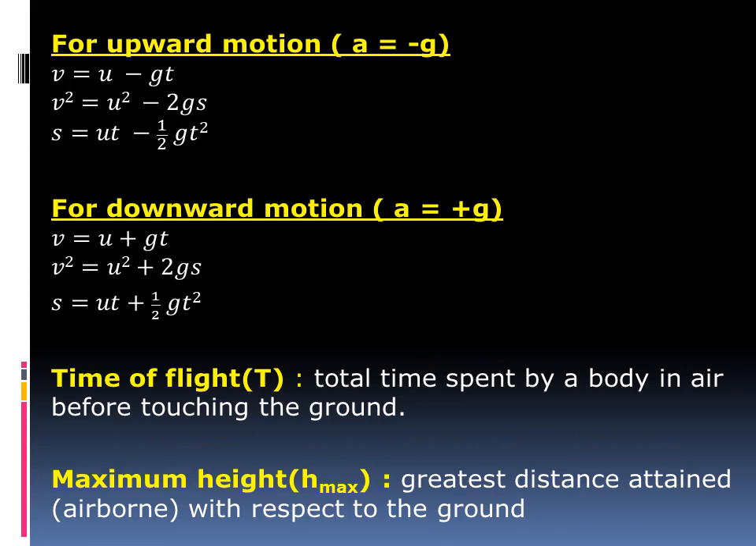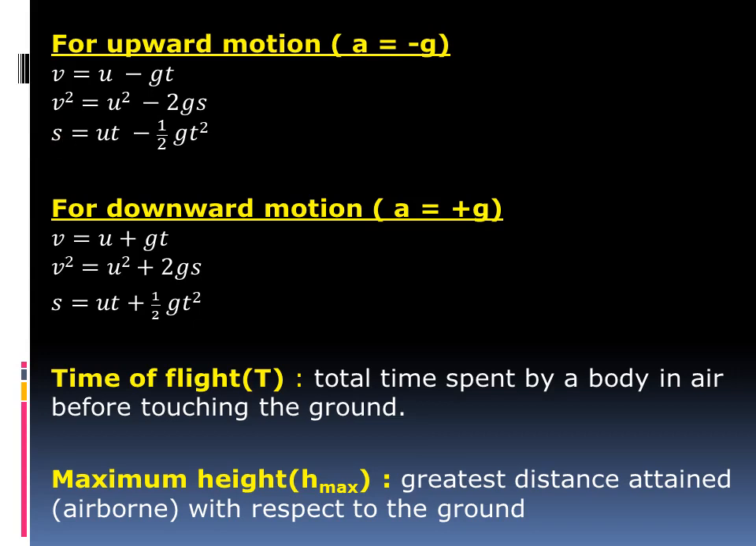So now we will look at the equations for two different cases, that is for upward motion and downward motion. For upward motion, acceleration a is equal to minus g, as we explained in the previous slide. So the first equation becomes v equals u minus gt. The second one becomes v squared equals u squared minus 2gs, and the third one s equals ut minus half gt squared, where u is initial velocity, v is final velocity, s is the distance covered, and t is the time.